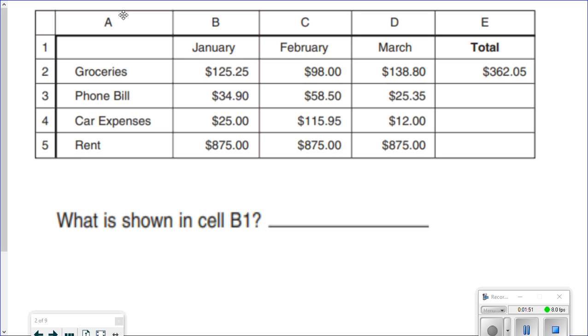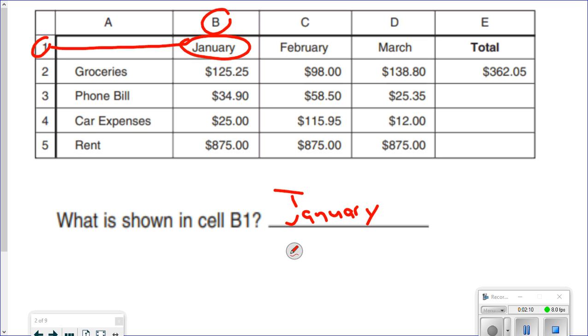The question states this: what is shown in cell B1? Well, I'm taking a look at cell B1, so I'm going to column B. I'm looking at row 1, and I'm meeting right here in the middle. And what I have is the word January. That is what is written in cell B1. Each one of these boxes means a cell. Let's take a look at the next problem.